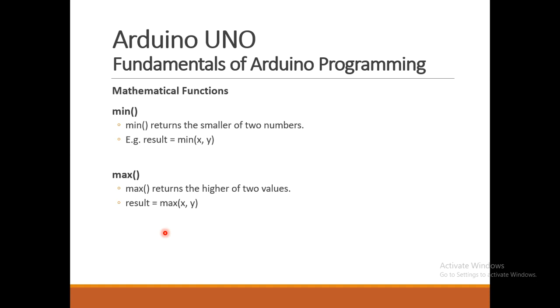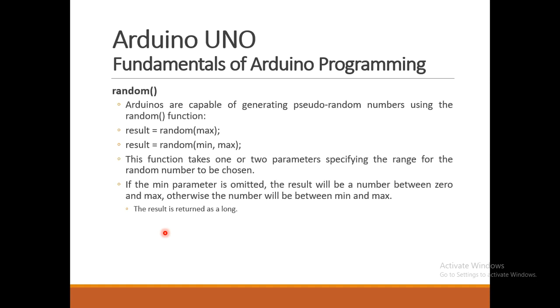So mathematical functions, min and max. Out of two parameters, min returns the minimum value to the result or output variable, and max returns the largest number of the two values to the output variable.